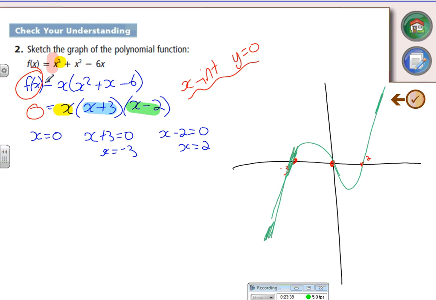The other thing that you should be looking at, you've got your x-intercepts, your x-intercepts that you found. You should also look at finding your y-intercepts. In this one, we already found it. It was 0 and 0.